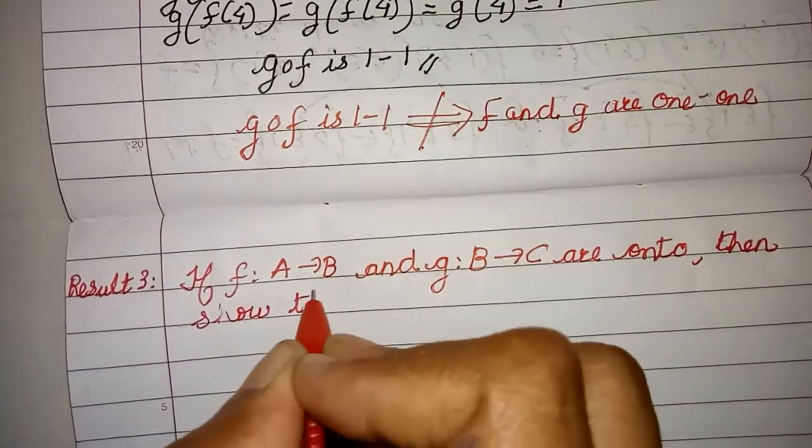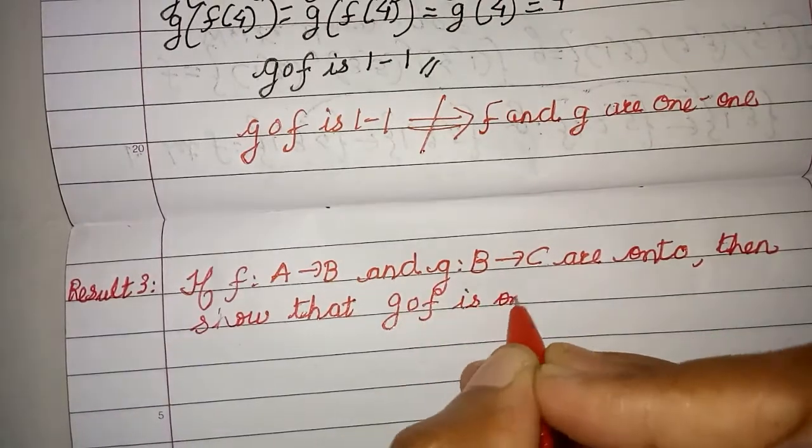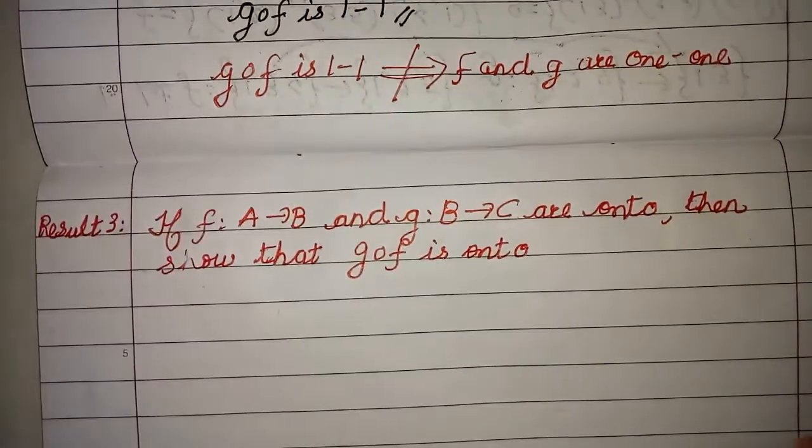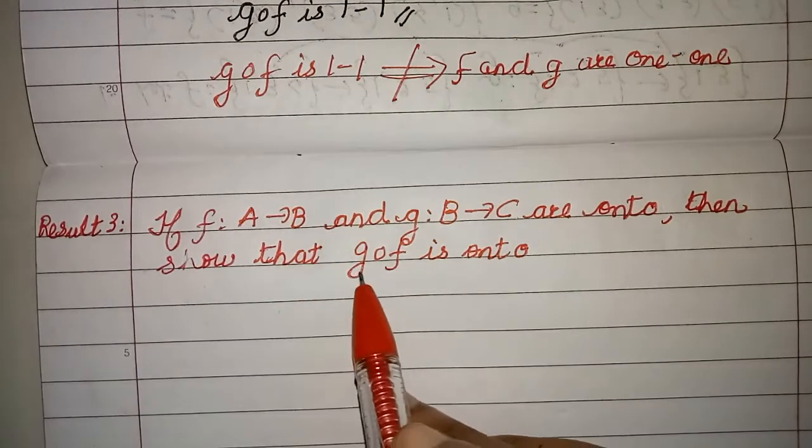Show that this result is true. Show that g composite f is onto. Last time we had seen f is 1-1. We have seen that f is 1-1, g is 1-1, then g composite f is 1-1.